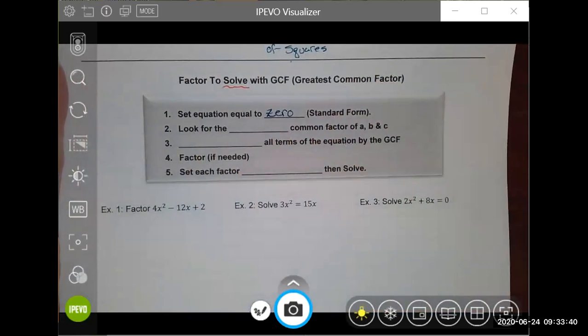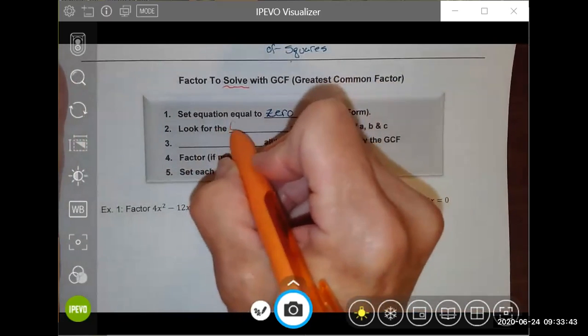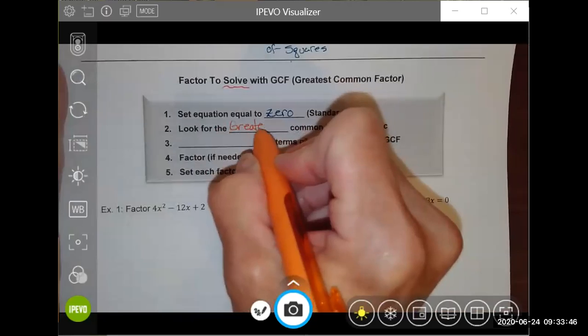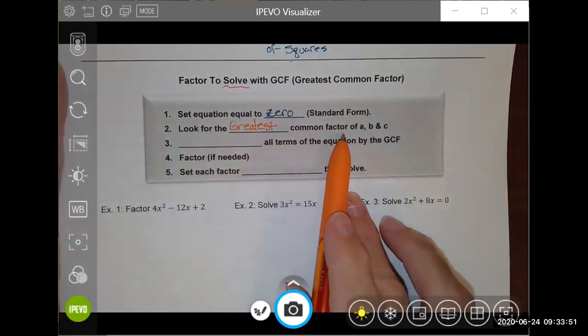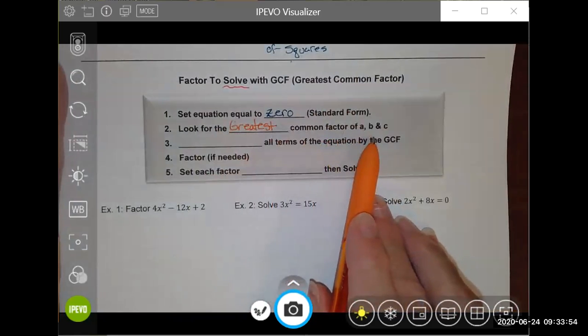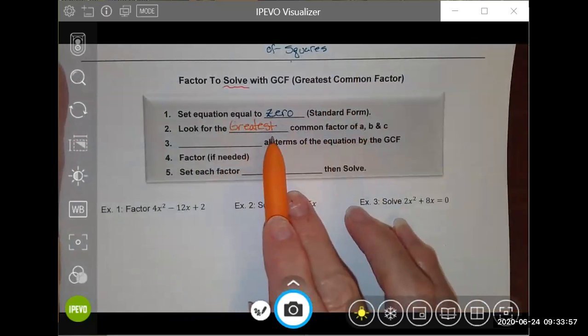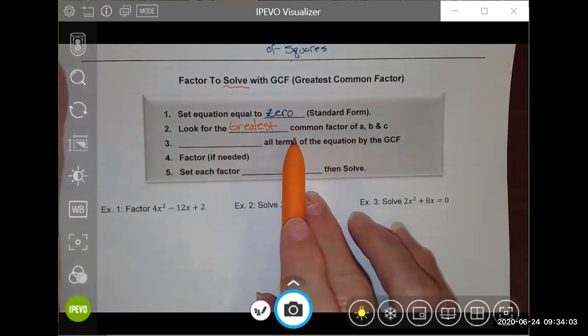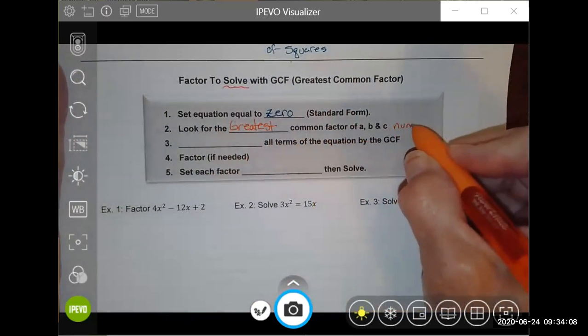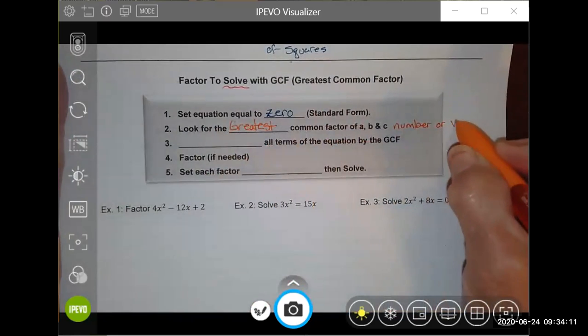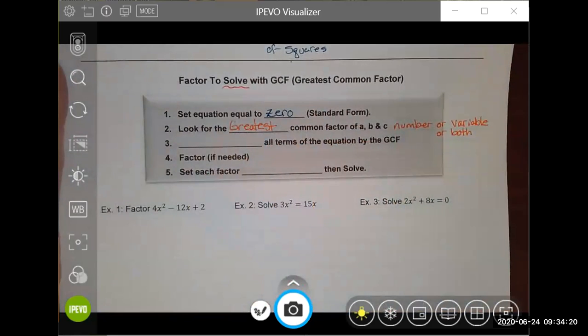So the next thing we're going to do is look for the greatest common factor. You don't have to look for the greatest, but if you do, it'll save you steps. You're looking for a number that is common to the coefficients a, b, and the constant c. It is helpful because you only have to do it once if you find the greatest common factor. If you just find a factor, then it's possible that you would have to factor it twice. This can be a number or a variable, or it actually could be both. So your GCF can be variables, numbers, or both.